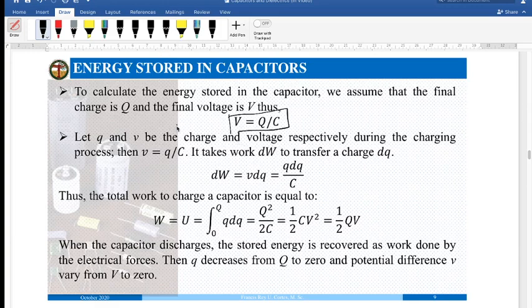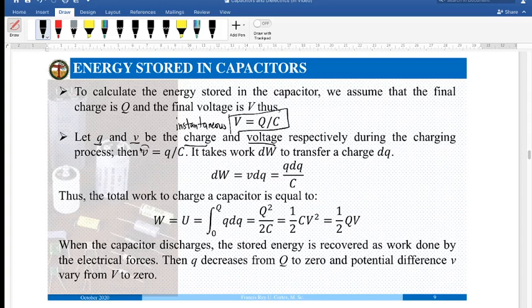Meaning the instantaneous charge, the charge at that instant, and the instantaneous voltage. The charge is at that instant because it is still the charging process, diba? There is still an electric field, and the electrons are still being drawn toward the positive terminal of the battery. So this Q and V are actually changing with respect to time.